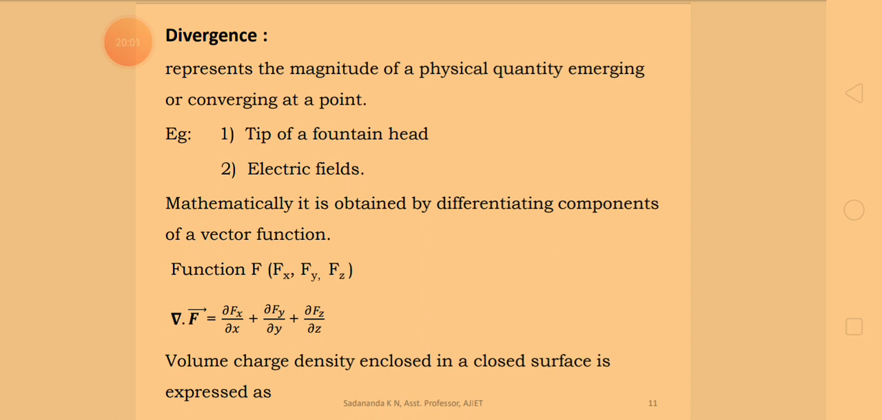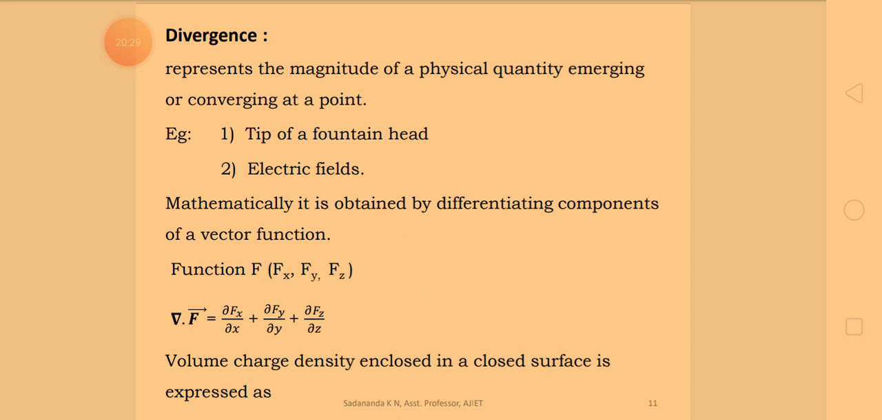So we can now even consider the divergence of vector A and curl of vector A. That means del dot vector A, that is the divergence of vector A, and del cross vector A, that is the curl of vector A. Please remember, del dot vector A is the divergence of vector A. Del cross vector A is the curl of vector A. What is curl, what is divergence, I will explain now.